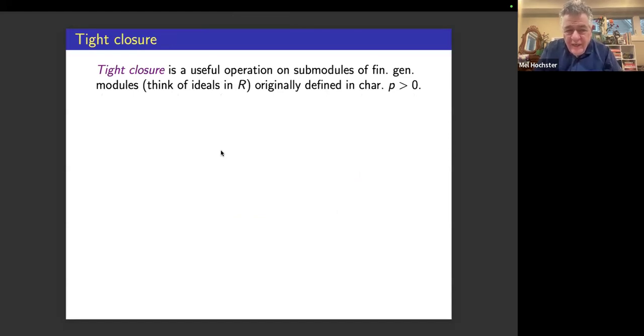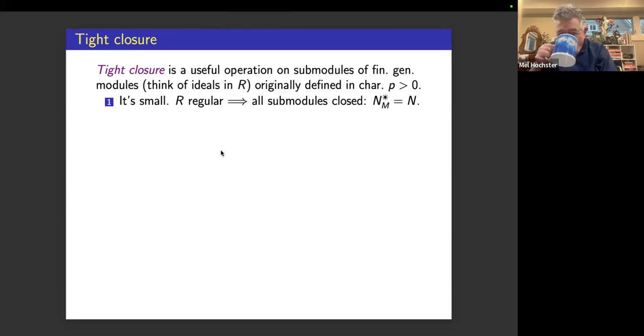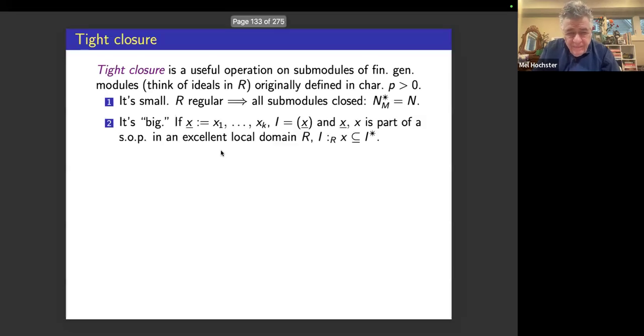So I'm going to tell you that tight closure is a useful operation on submodules. And if you're not very familiar with it, think first about ideals in R, originally defined in characteristic p. And it's small. If R is regular, everything is closed. And it's also big, I put that in quotes. It's not very big, but it's big enough that when you have a system of parameters x1 through xk, part of a system of parameters, and x is really x_{k+1}, the next parameter, then the colon is inside the tight closure of I.